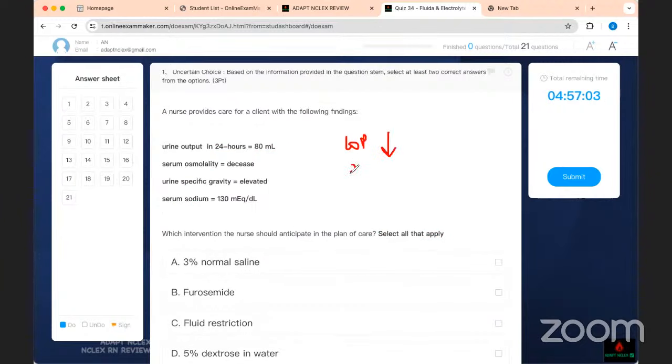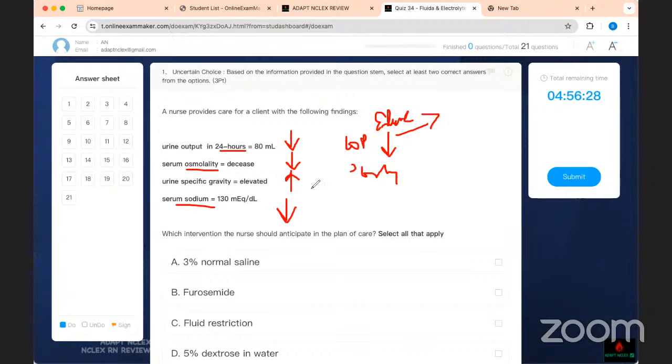Serum osmolarity, right? This is decreased. Urine output over 24 hours is too low. Serum osmolarity is also decreased. Then you have specific gravity. Urine specific gravity is elevated. Serum sodium is also decreased. This is an endocrine case. This is the way they can connect endocrine with fluid and electrolytes.